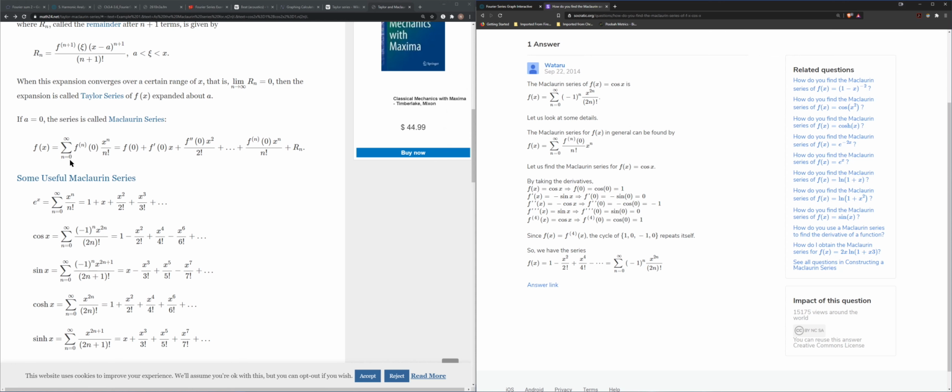Okay, so the idea is for series like this, the coefficients are going to come from the function that is given to you. And in this case, the function that is given to you is cosine x.